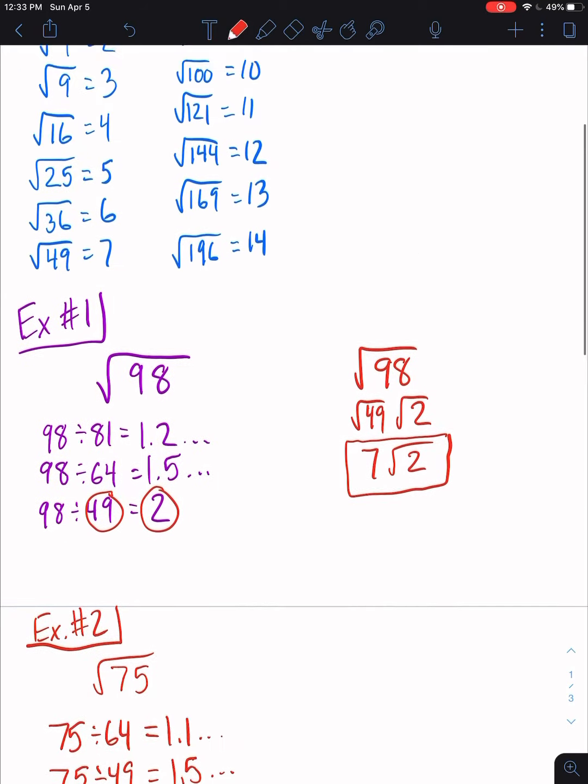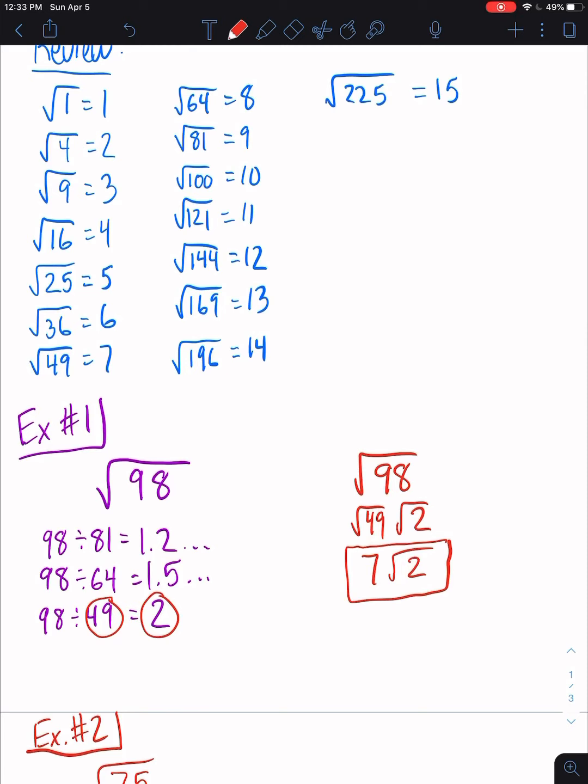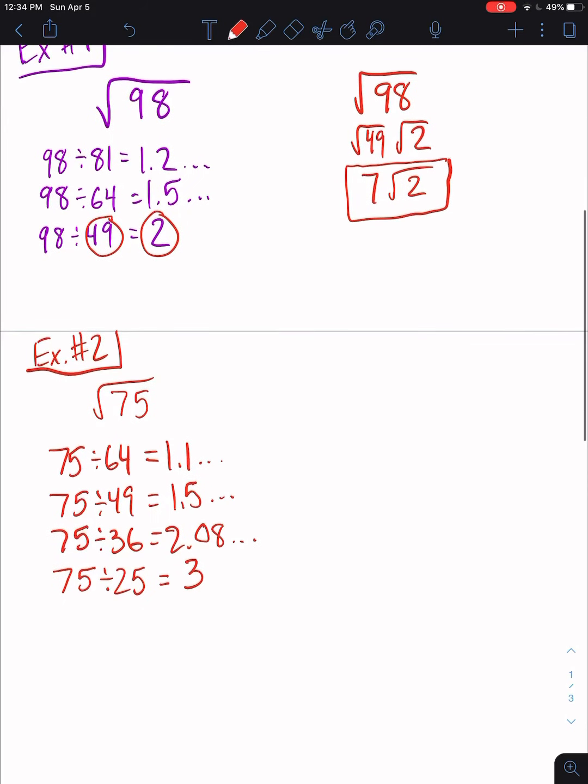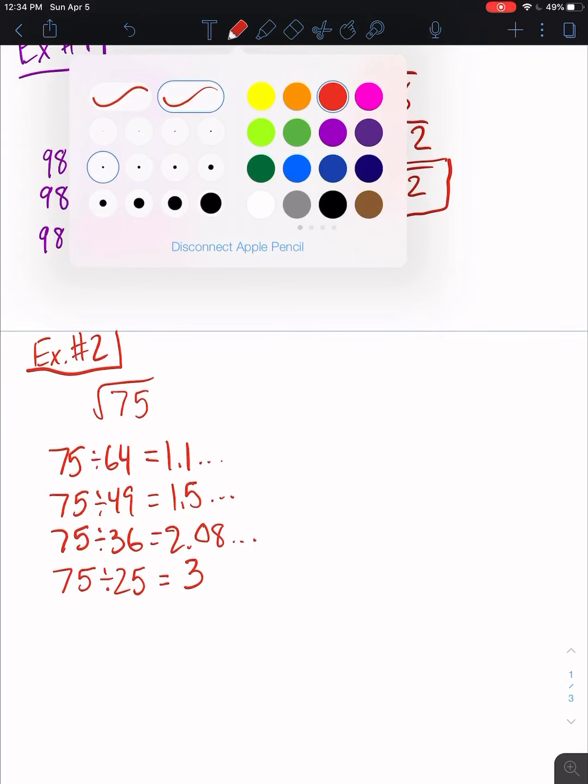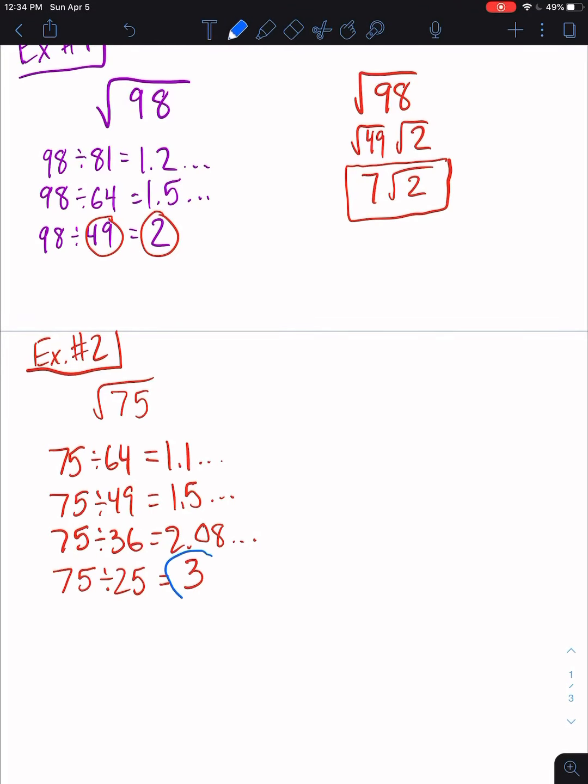Now, why did I start at 64? I started at 64 because it was the largest number on my radical list less than 75, the number that I was being asked to do. And I got to 25, and the reason I'm stopping here and not dividing anymore is I got a number without a decimal. So I got 25 and 3.